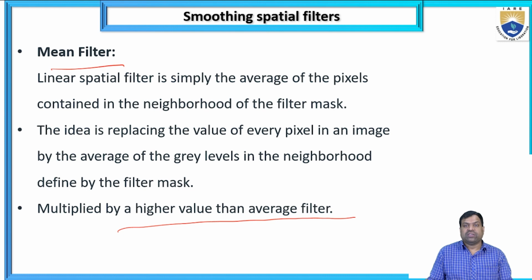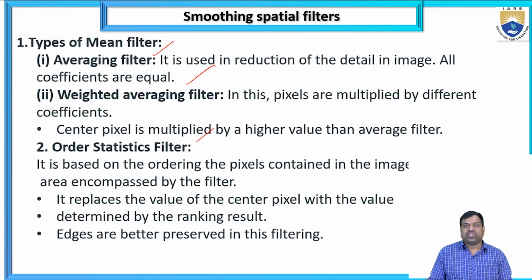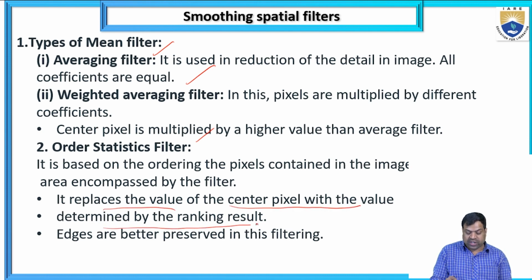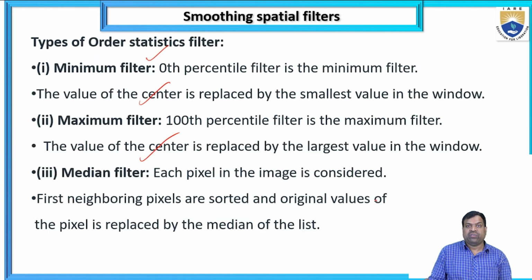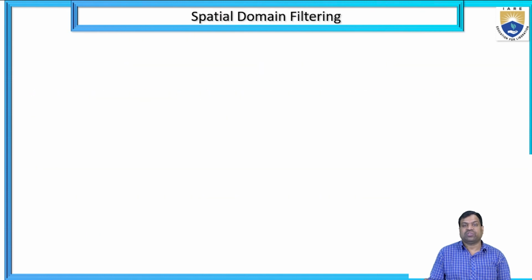The mean filter is a linear spatial filter, and the idea is replacing the value of every pixel in an image with the average of the gray levels of its neighborhood. It is an average filter; you are taking the average of the pixels. Weighted average means a weighted average value. Order statistic means replacing with the highest or lowest value, replacing the value of the center pixel with the ranking result. Edges are better preserved in the filtering. The minimum filter is the 0th percentile filter, and the maximum is the 100th percentile filter.